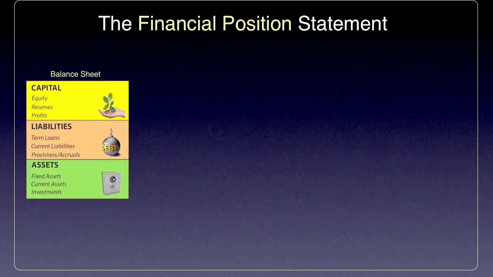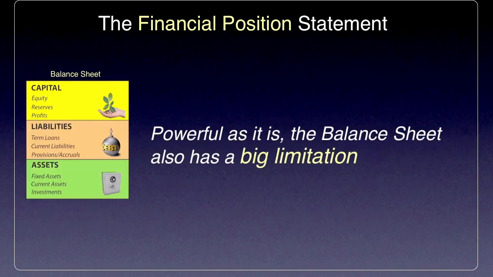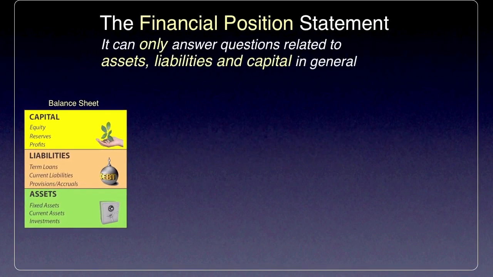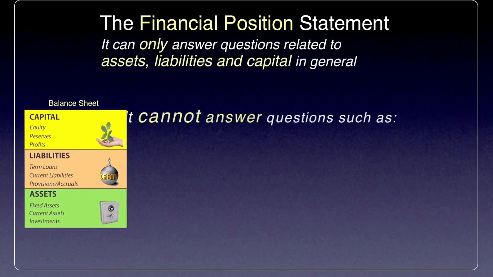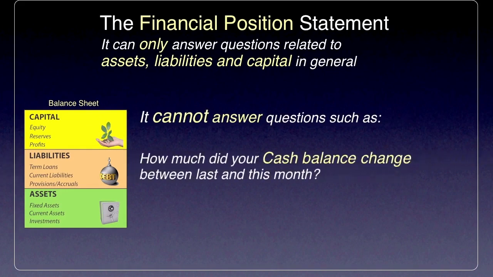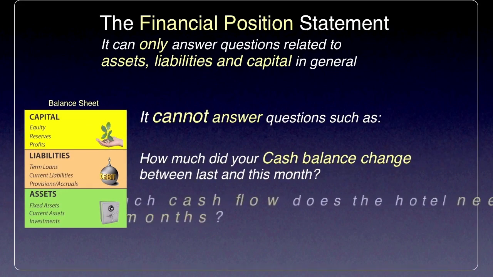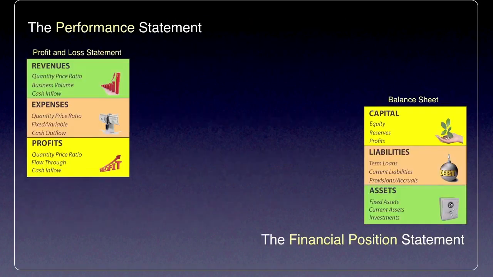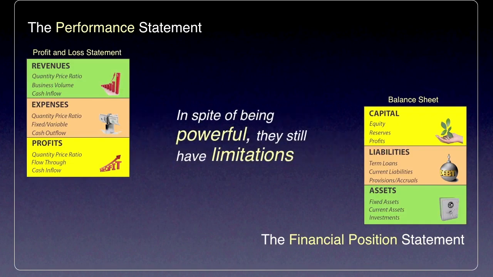Despite its power, the balance sheet also, like the profit and loss statement earlier, suffers from a big shortcoming. It also shows only part of the picture, the financial position in general of the hotel. For example, it cannot tell you how much change took place in your cash balances from various sources between last and this month. It also could not tell you what cash flow your hotel might need in the future. So, the first two characters of our story, the profit and loss statement and the balance sheet, in spite of being powerful, still had shortcomings.